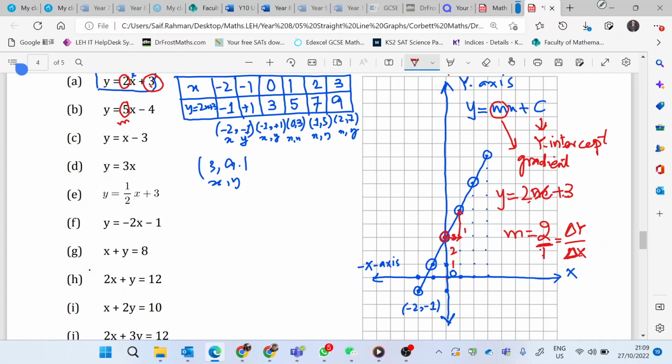One, two. In the same way, from this point to the next point, on the x-axis it has 1, and on the y-axis again it has 2. On the x-axis again it has 1, and on the y-axis again it has 2.